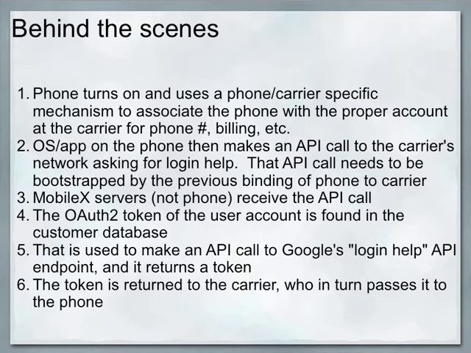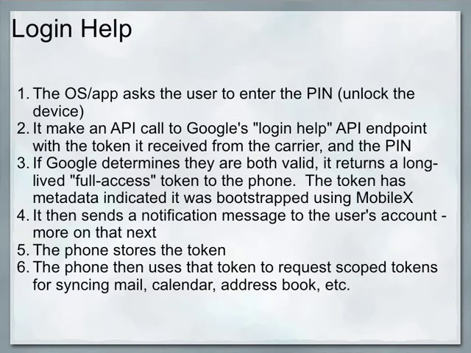Now, the MobileX servers, when they receive that API call, should go and find the long-lived OAuth token that it saved in the customer record in the central account database for that user after the user previously gave consent. Once it finds that, it just makes a traditional OAuth 2 API request to Google saying, please give me a login helper token. That token comes back to the carrier servers. The carrier servers in turn send it as the response to the API call back to the phone. Now, not done at this point.